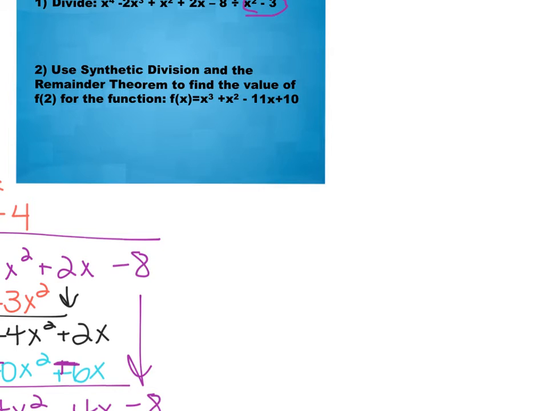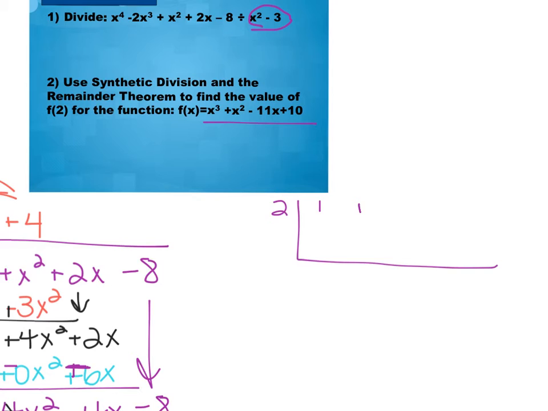Okay, number 2, use synthetic division and the remainder theorem to find the value of f of 2. So the directions tell you what you're supposed to be doing here. Synthetic division puts the 2 on the outside. I go in order from highest degree down to none. There's nothing missing, so I write the coefficients: 1, 1, negative 11, and 10.